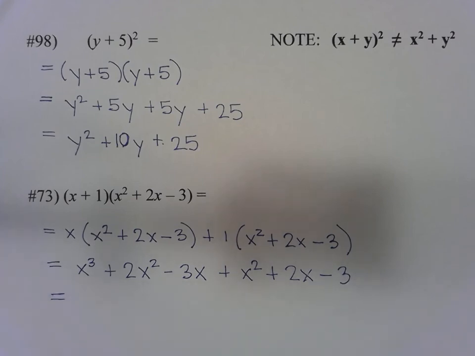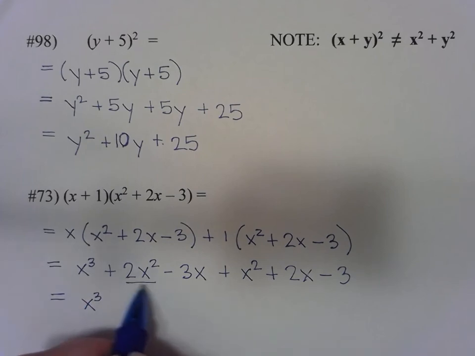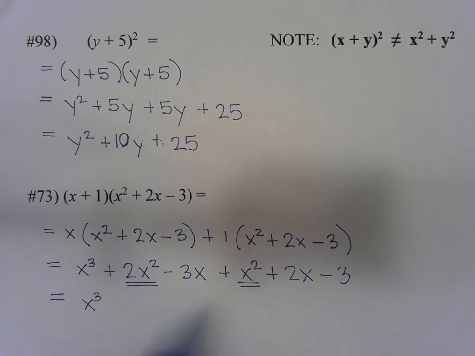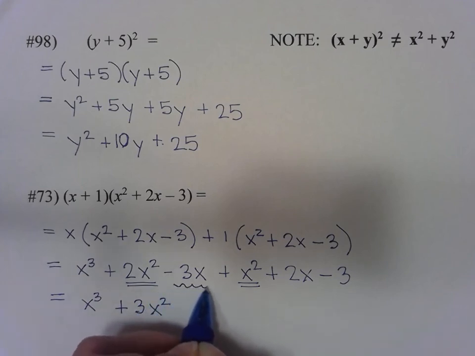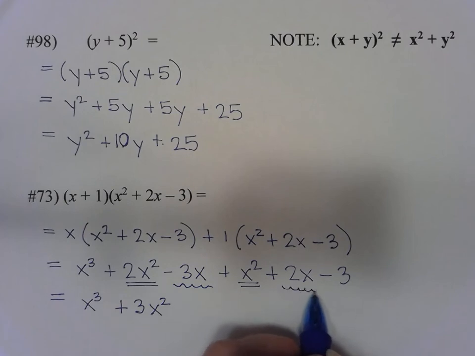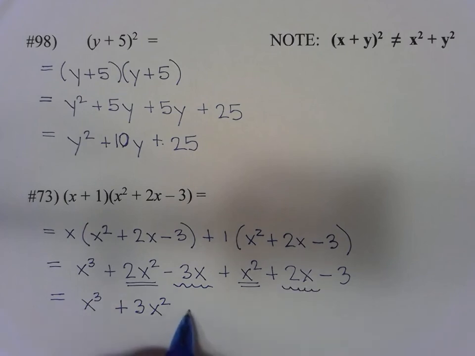Just like with all the others we've done tonight, we want to write it in descending order, and we want to combine the like terms. So we're going to start with the x cubed. Then we have 2x squared and 1x squared. So together that's going to be 3x squared. We also have negative 3x and positive 2x. Together that's going to be a negative 1 or just a negative x. And then we also have a minus 3.